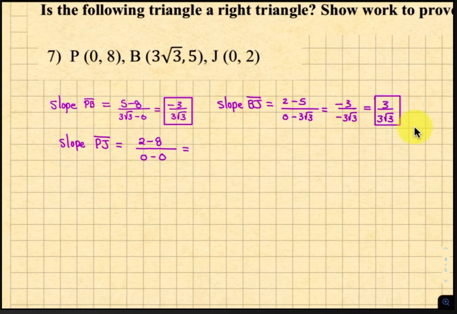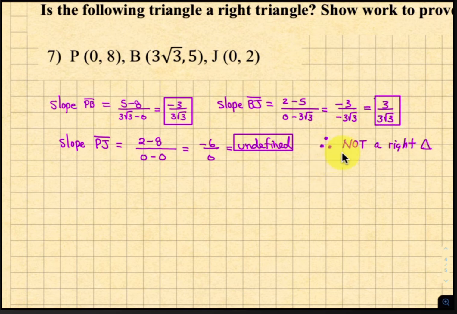And then we need to find the slope of PJ. That's y2 minus y1 over x2 minus x1. That's 2 minus 8 divided by 0 minus 0. And that's going to give us -6 over 0, which of course is undefined because you cannot divide by 0. Well, I don't see any slopes that are opposite reciprocals of each other. So then we can conclude that the triangle is not a right triangle.